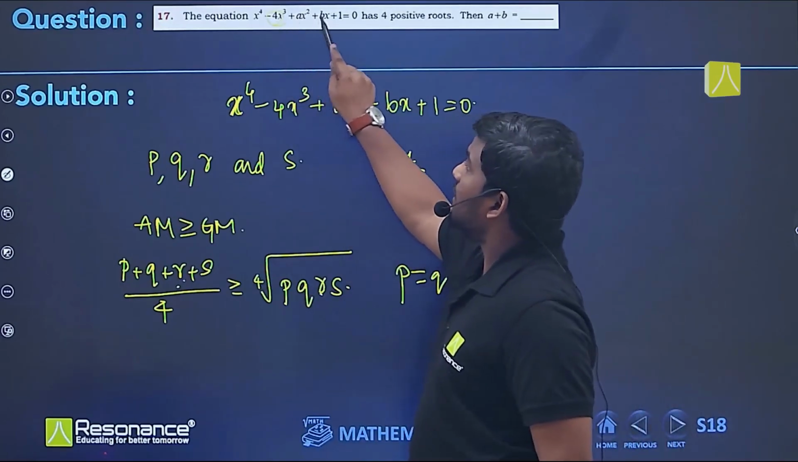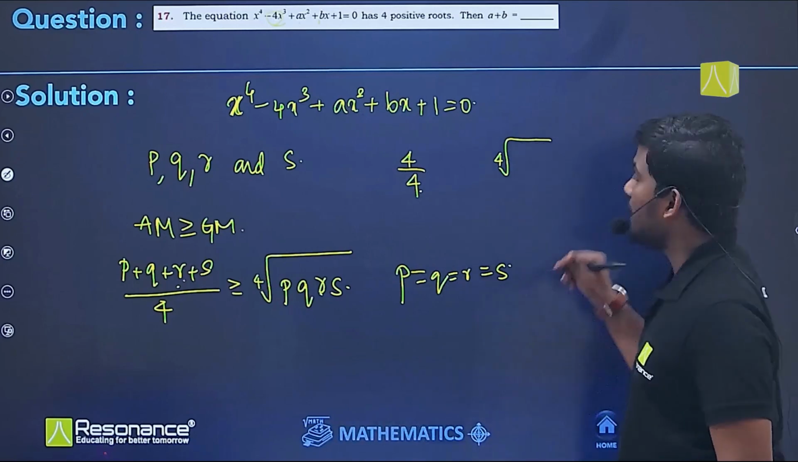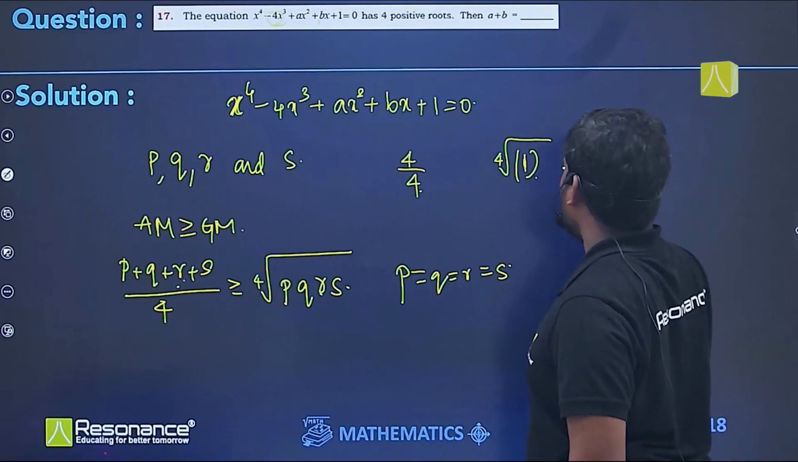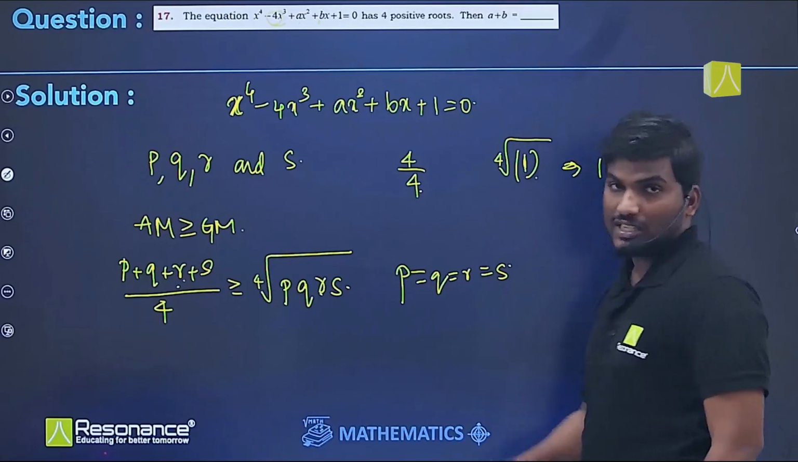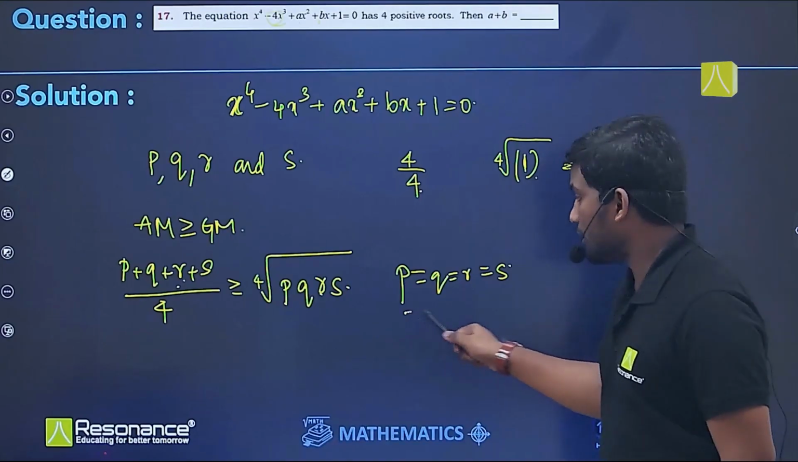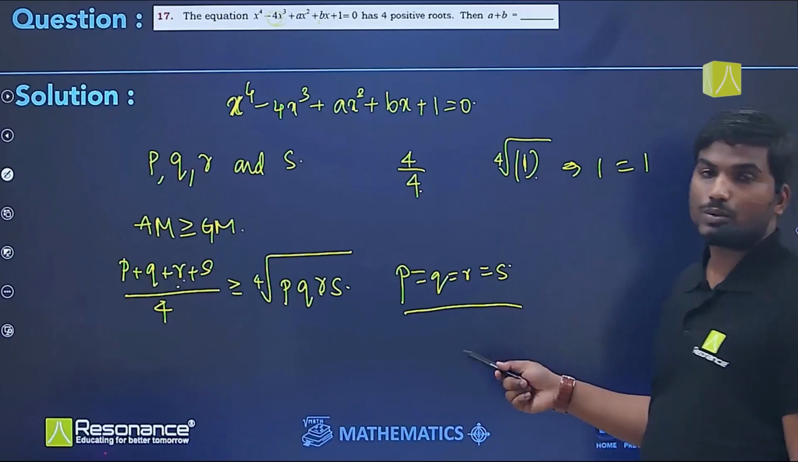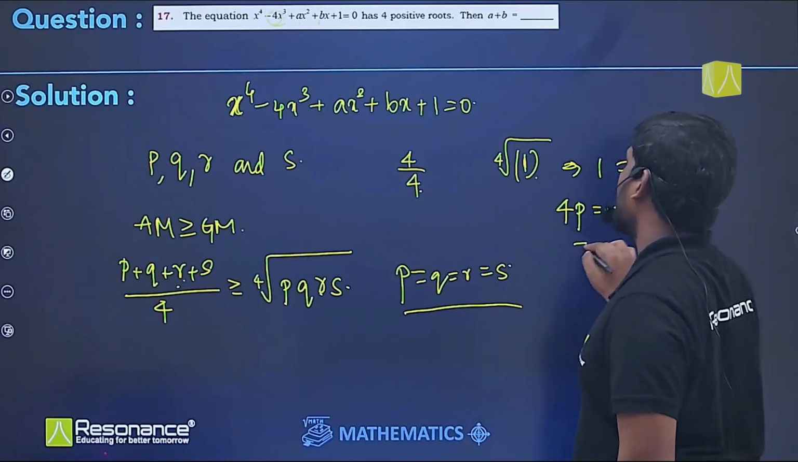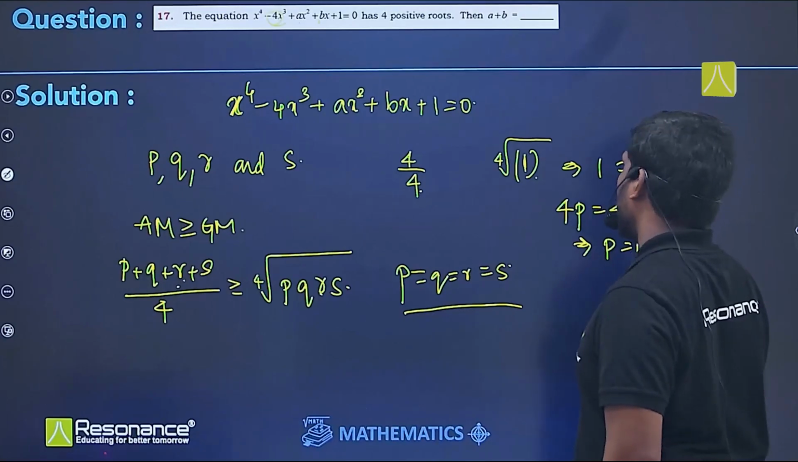Now 4 by 4 is on one side, and on the other side we have the 4th root of pqrs. From Vieta's theorem, the product of roots is 1. So both of them are 1, that is they're actually equal, which implies that all the roots are equal. And since all the roots are equal, we get 4p equal to 4. So all the roots are 1.